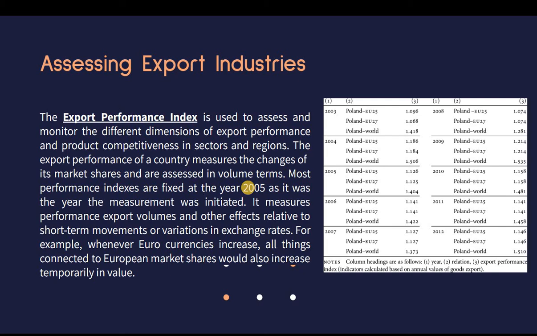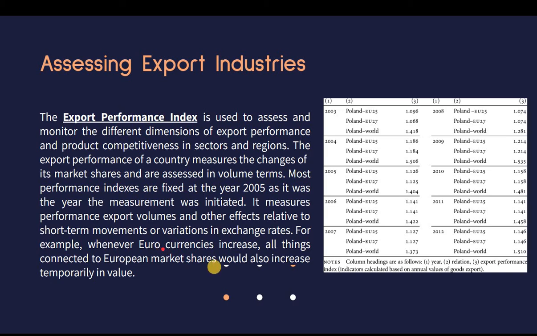Finally, we have the export performance index, or EPI, and it is used to assess and monitor different dimensions of export performance and product competitiveness in sectors and regions. The export performance of a country measures the changes of its market shares and is assessed in volume terms. Most performance indexes are fixed at the year 2005, but there is still data that can be gathered prior to 2005.